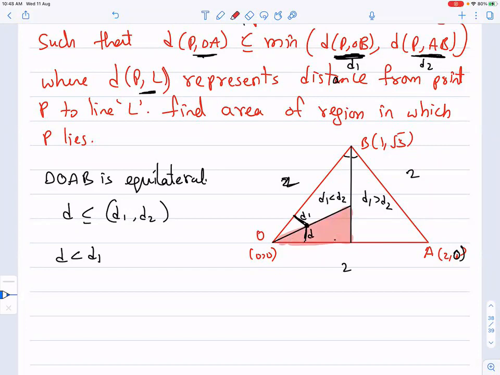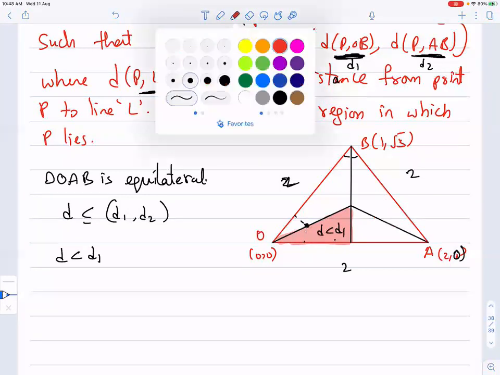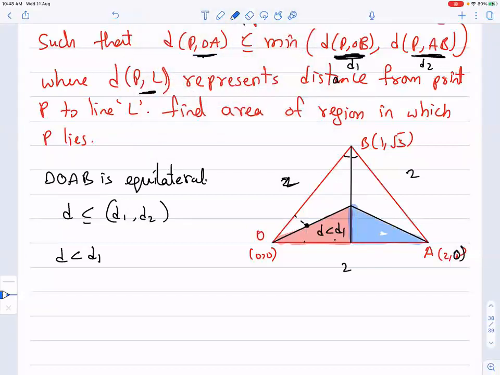Yes. Correct? So this is the place where D is, in fact, I should erase this spot also. This is the place where D is less than D1. Correct? Similarly, on that front, this is the place where D is less than D2. What is D2? D2 is the distance to AB. We need what? Addition of these two areas. Correct? Na?